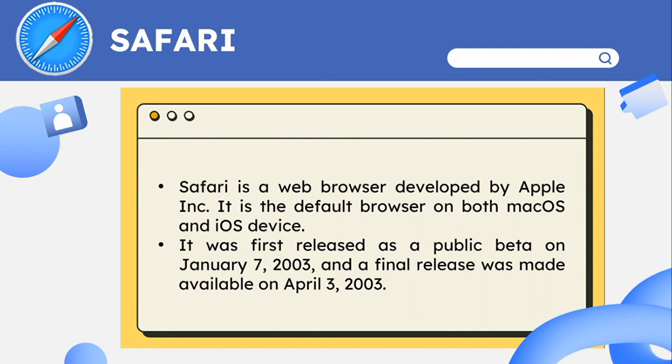Next is Safari. Safari is a web browser developed by Apple Incorporated. It is the default browser on both Mac OS and iOS devices. It was first released as a public beta on January 7, 2003 and a final release was made available on April 3, 2003. So this type of web browser is only applicable for Apple users.